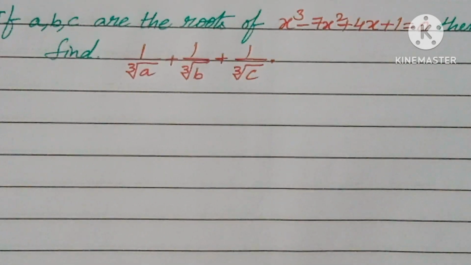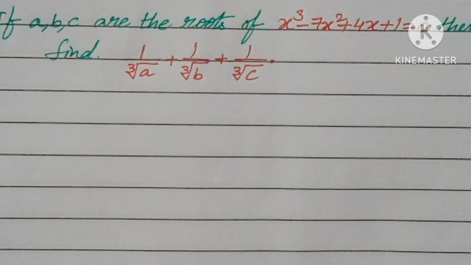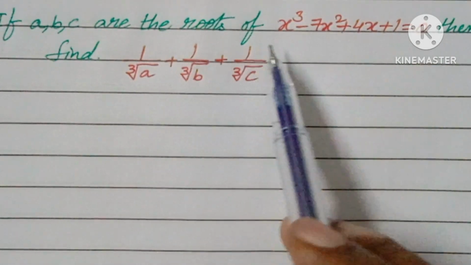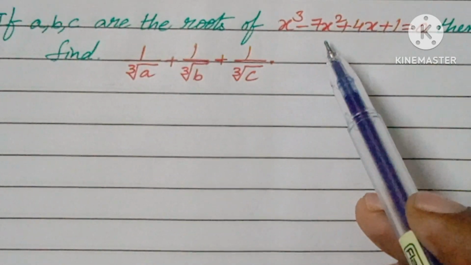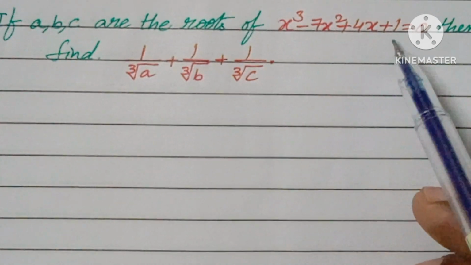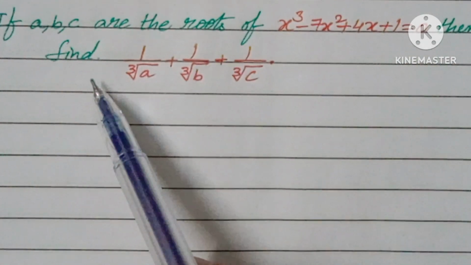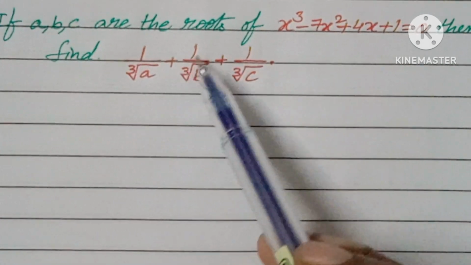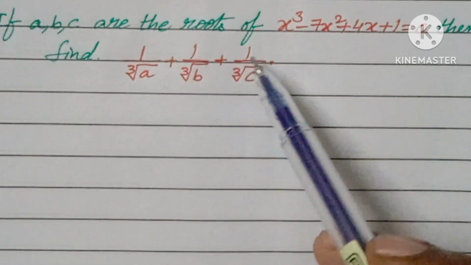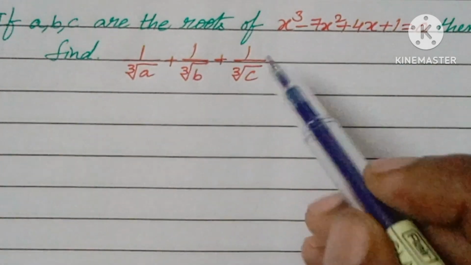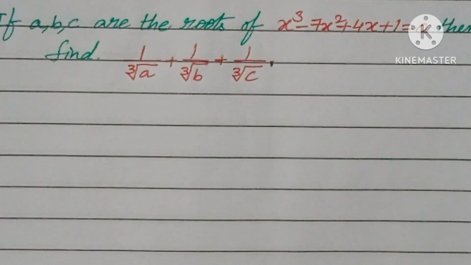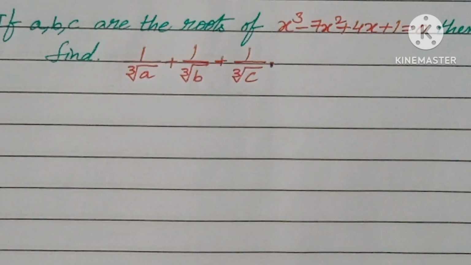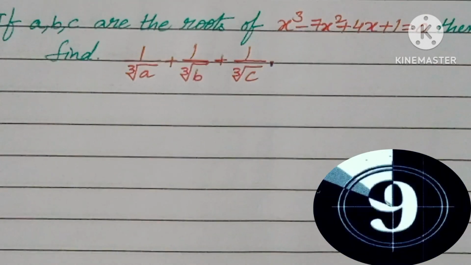Today we are looking at one Olympiad problem. So here the question is given: if A, B, C are the roots of x cube minus 7x square plus 4x plus 1 equal to 0, then find the value of 1 by cube root of A plus 1 by cube root of B plus 1 by cube root of C is equal to how much? So as you are going to solve this problem, pause the video for 10 seconds and try it.